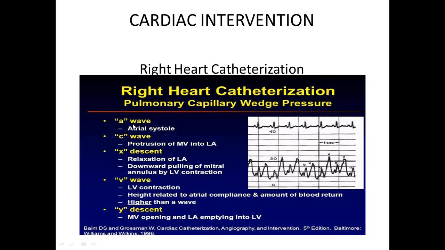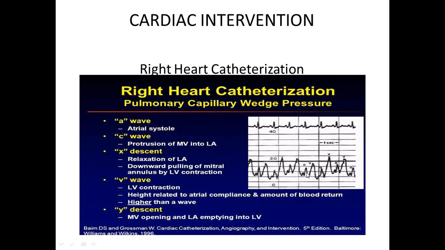So your A wave, again, your ECG is on top, okay? And so you have your A wave, which is due to atrial contraction, and your V wave, which is due to protrusion of the mitral valve into the left atrium. So we're on the left side now. The C wave is due to protrusion of the mitral valve into the left atrium. Then your X descent is due to relaxation.